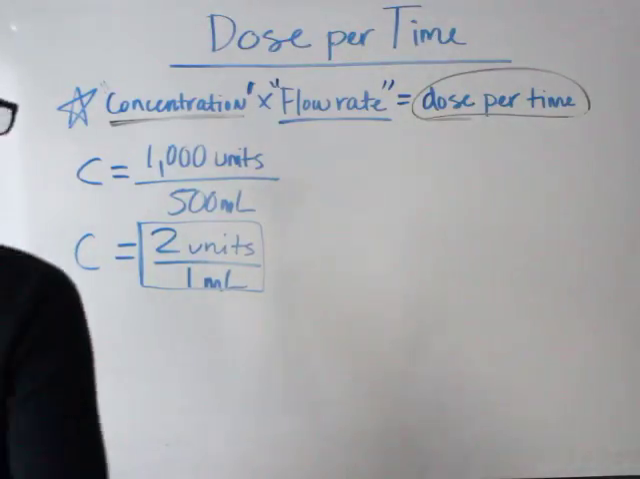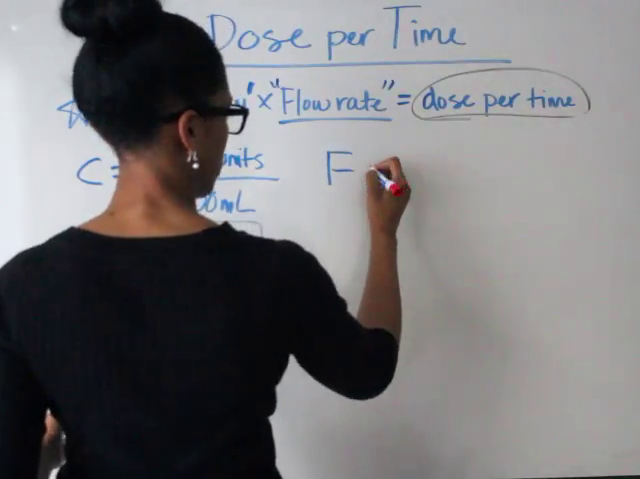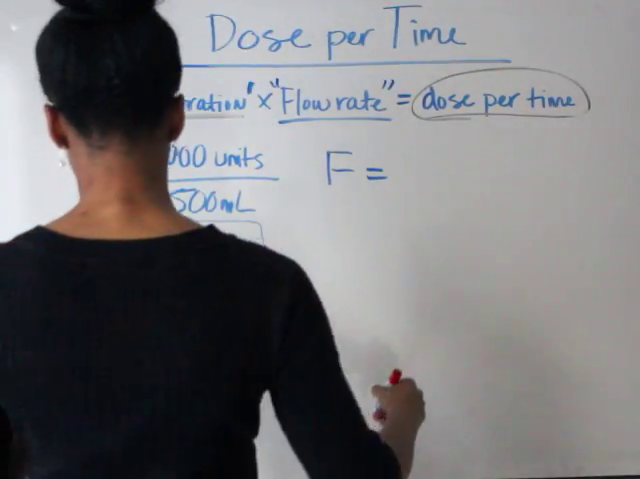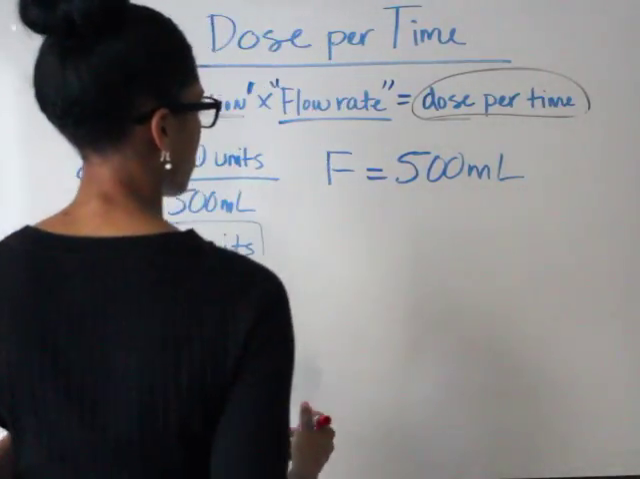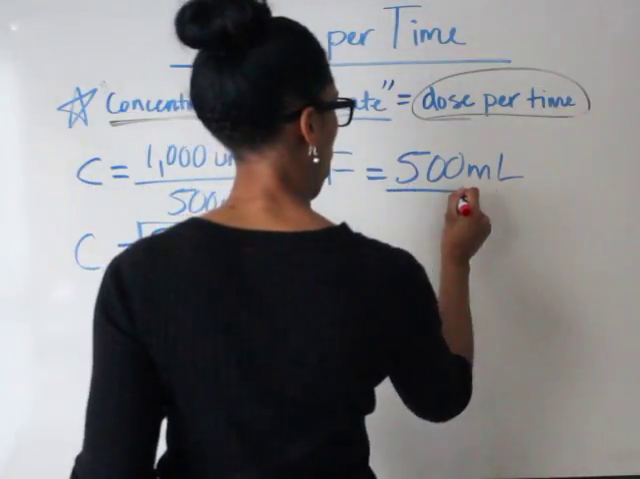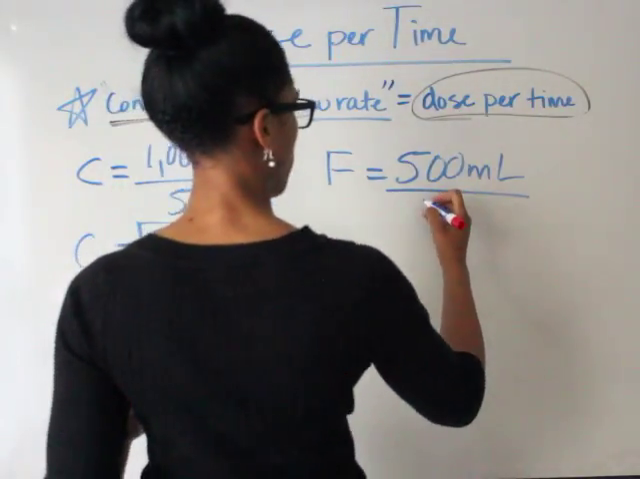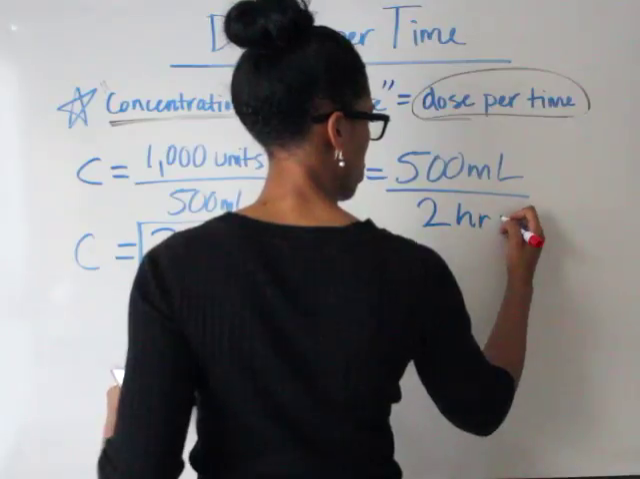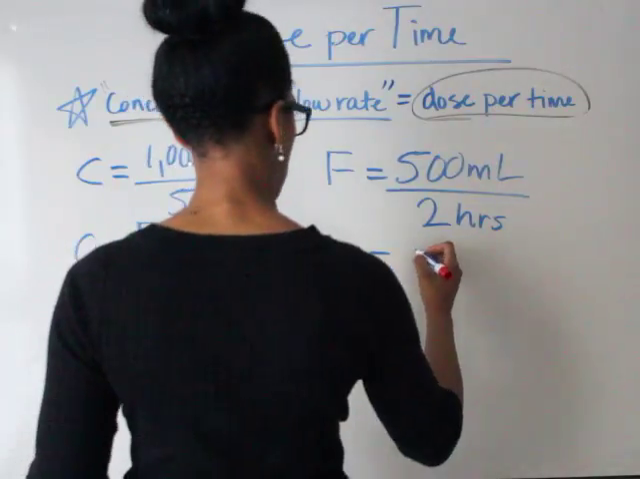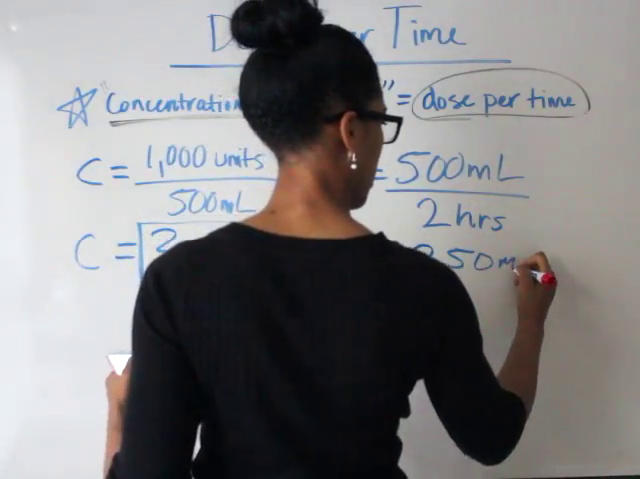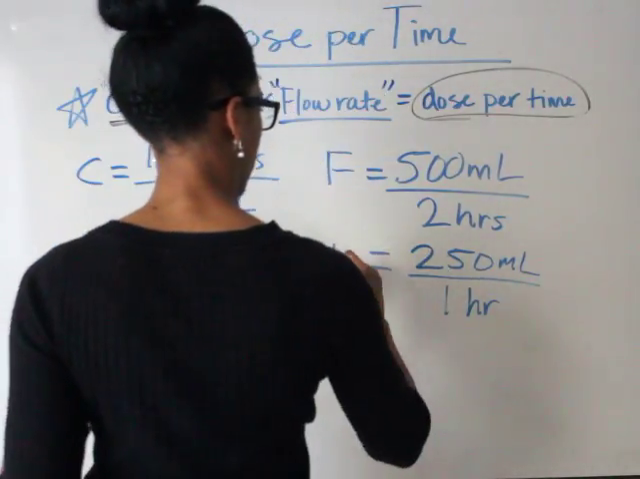This is our C. Here we're trying to get the flow rate, and I'm going to label that as F. For our flow rate, we have 500 milliliters, that's the IV, the D5W, over the time, which is 2 hours. In this case, that would give us 250 ml over 1 hour, and that's our flow rate.